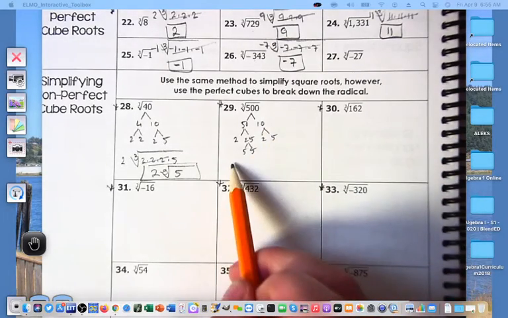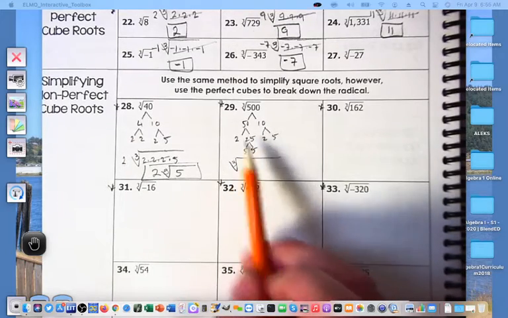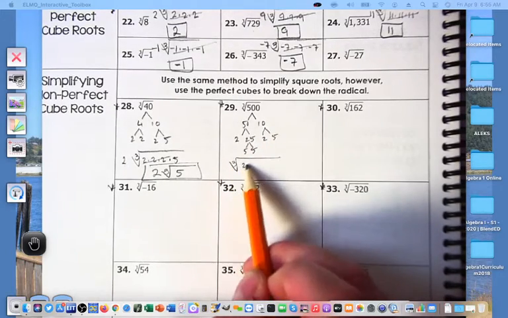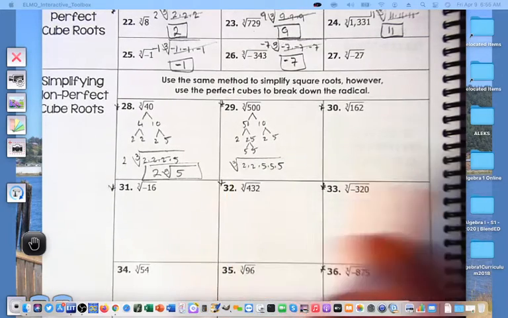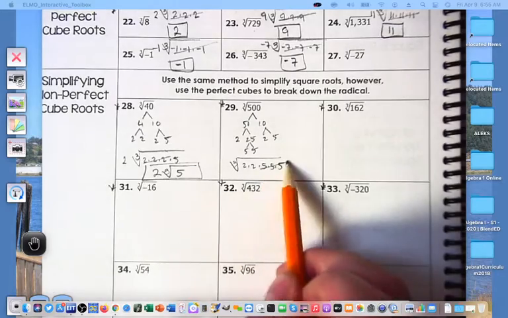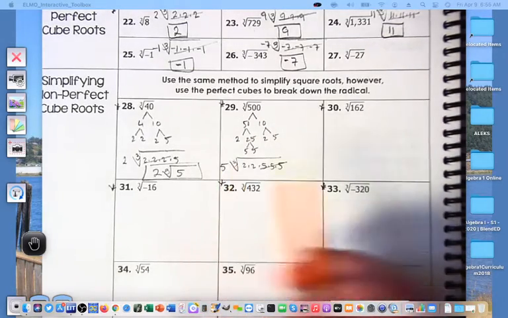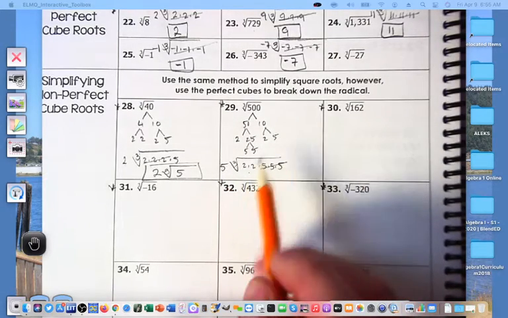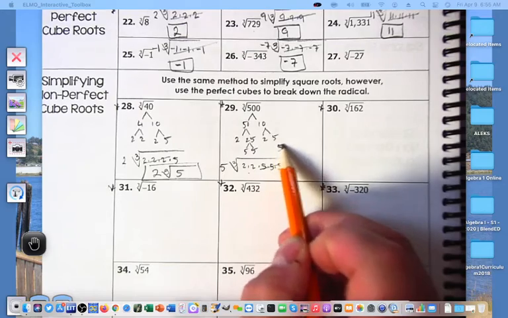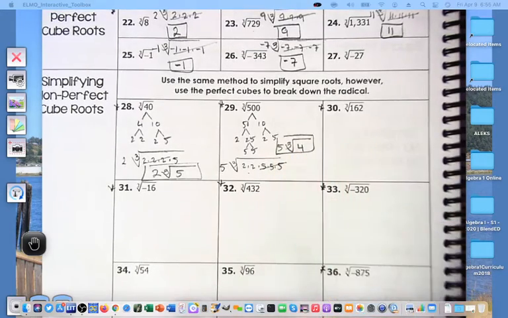So I'm going to put these in order, make it a little bit more obvious to myself what I've got. I have a 2 and a 2, and I have a 5, a 5, and a 5. Since my index is 3, I'm looking for groups of 3 numbers. 3 5s become a single 5 on the outside. I remultiply what remains on the inside, and I have 5 cube root of 4 as my final solution.